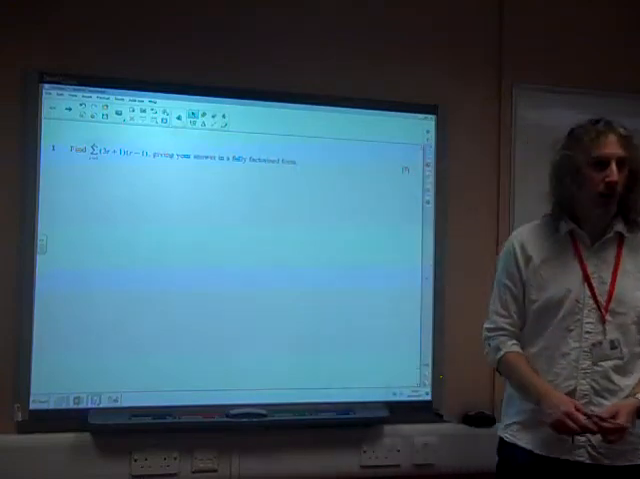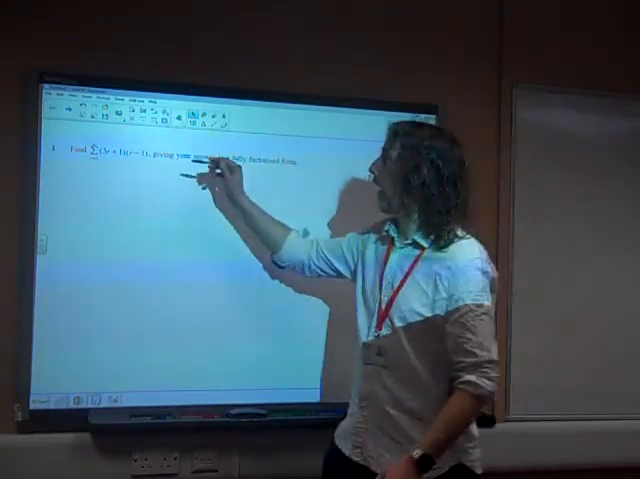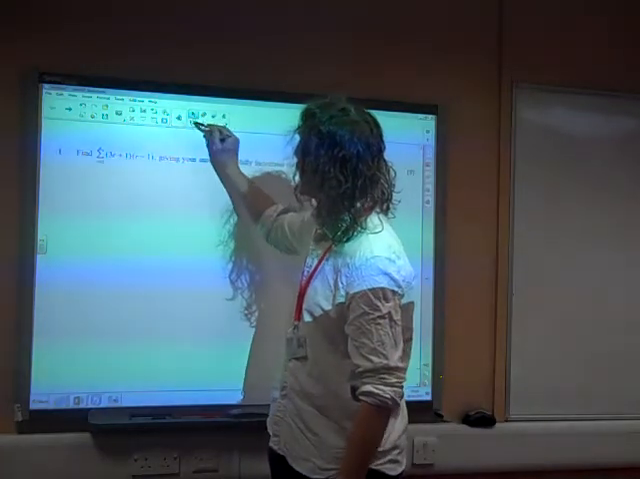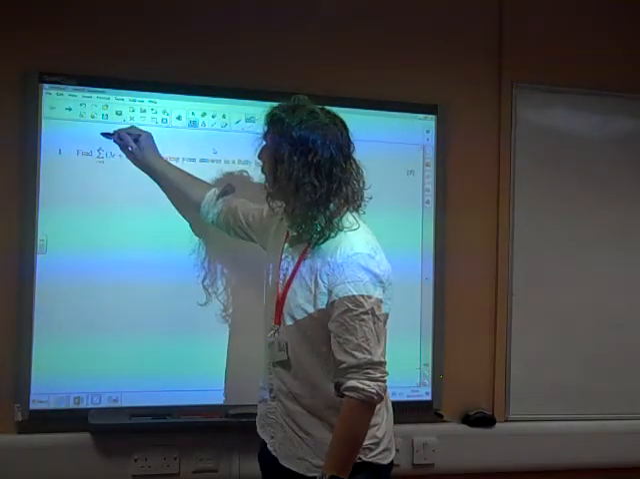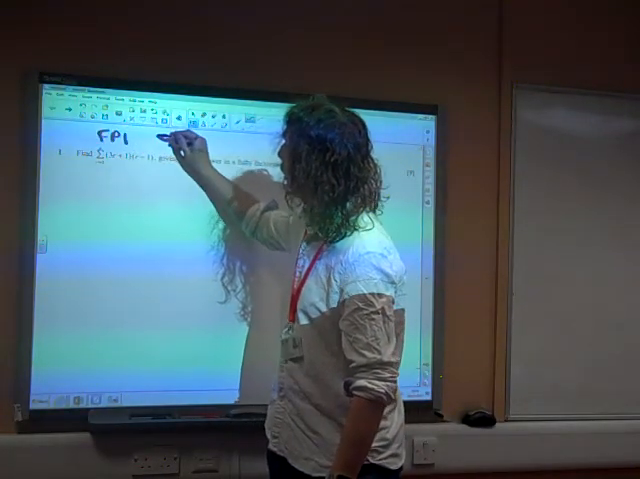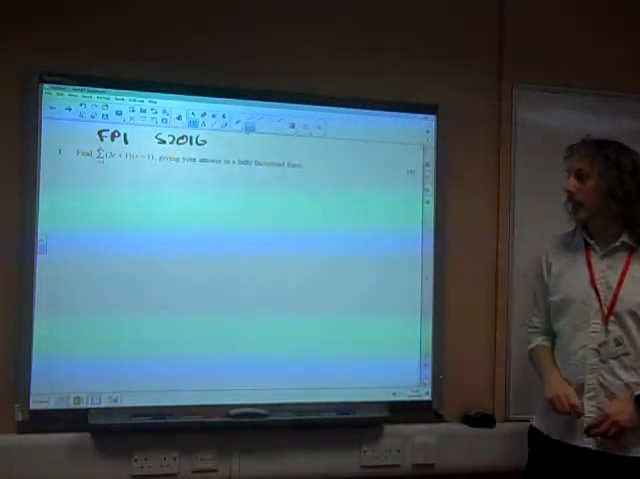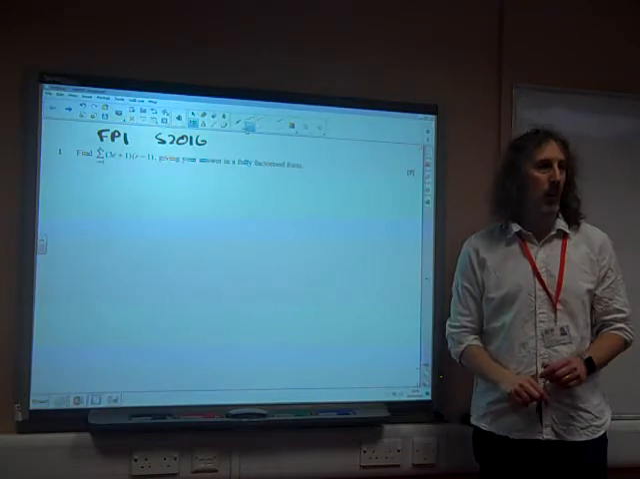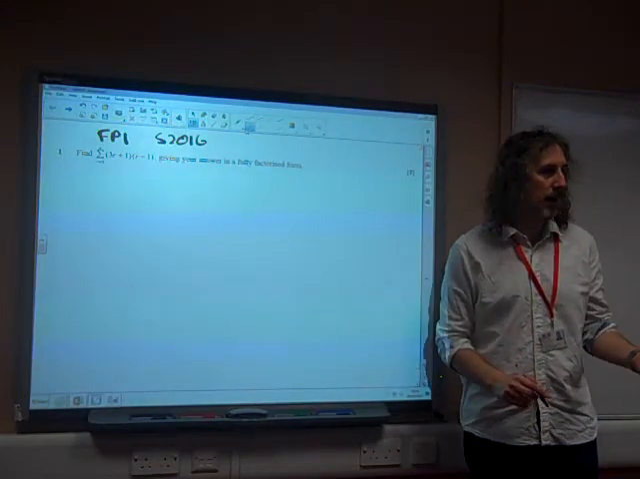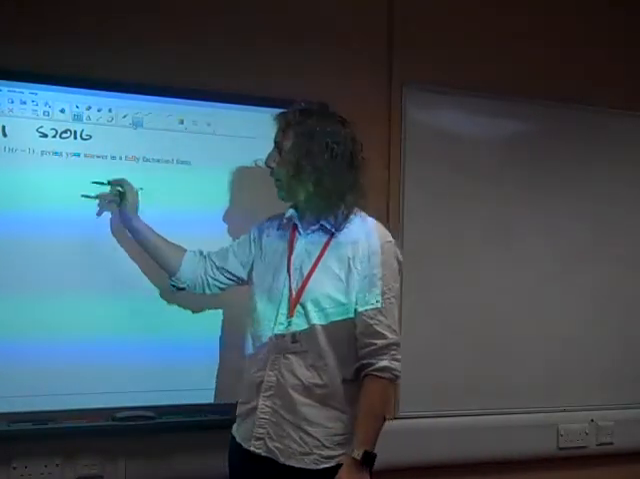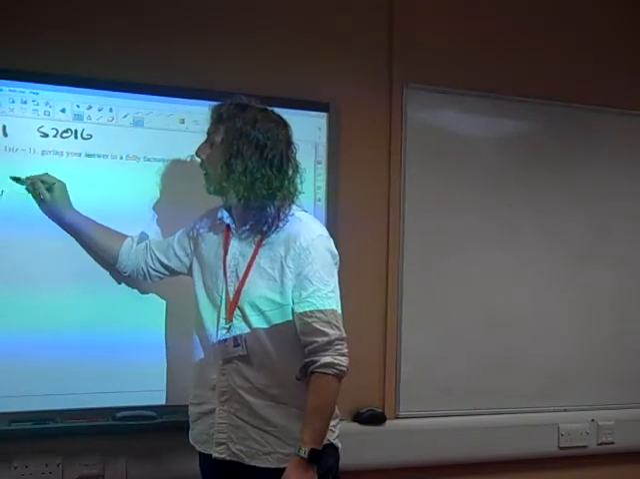Okay, so on FP1 Summer 2016, question 1. Find that sum, giving your answer in a fully factorised form. Most of you recognised that the first thing you're going to have to do with that is to multiply out the brackets.